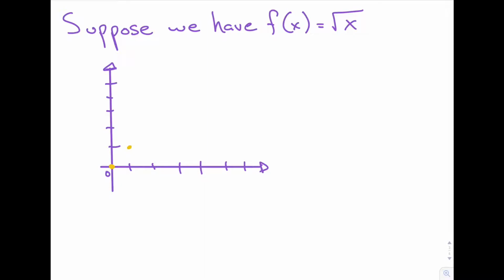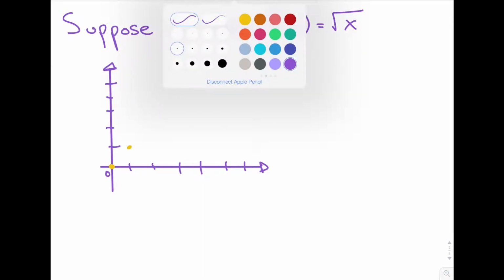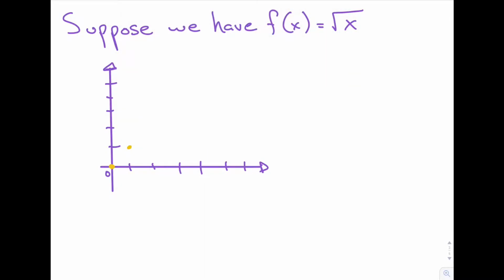What about the square root of 4? We know that should be 2. So we move 4 along the x-axis and then 1, 2 up, land us there. And we could go on, but we know that it looks something like this. That's the square root of x.